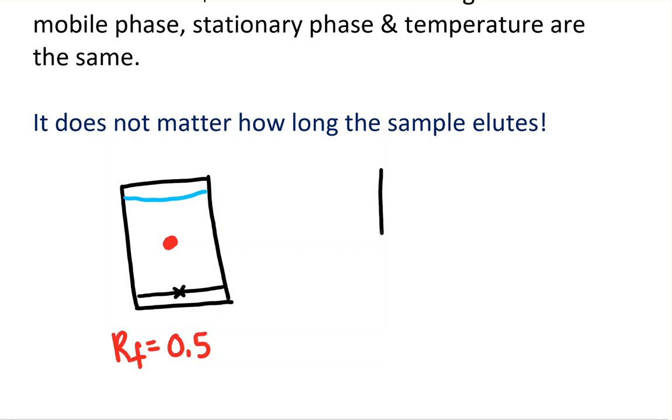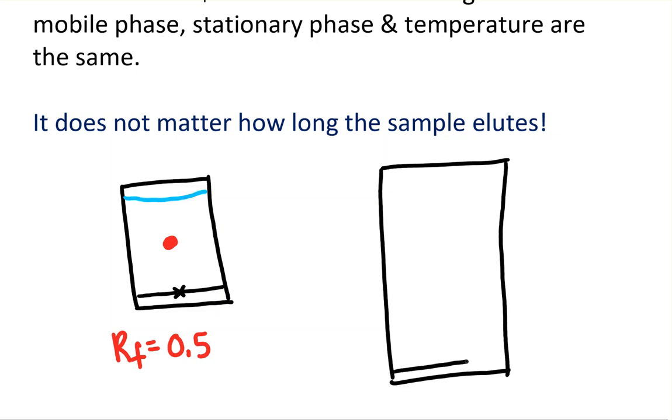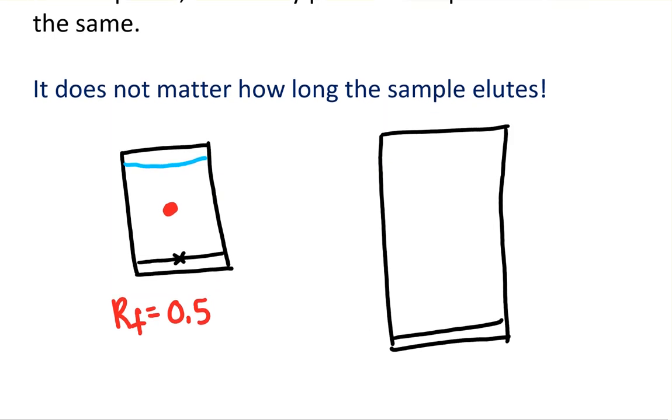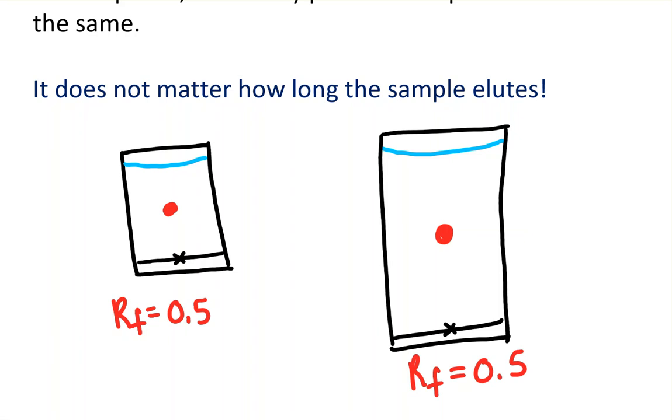Well, if I took a larger piece of paper and it took longer, so maybe this one took 20 minutes, but this one took an hour, and I let it run till the solvent was all the way up there, where do you think this red spot would end up? Once again, it'll end up right in the middle, because you can think of it as the pigment travels half as fast as the solvent. So the retention factor, again, will be 0.5. And that's why, because it's a ratio, it should come out the same or close to the same each time.